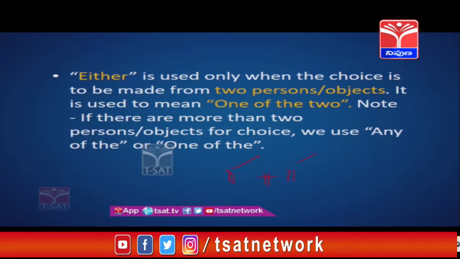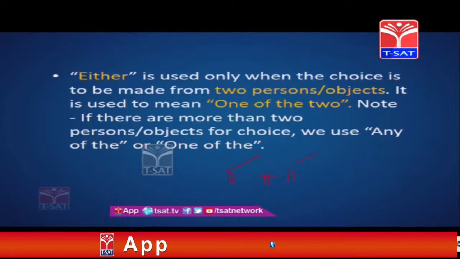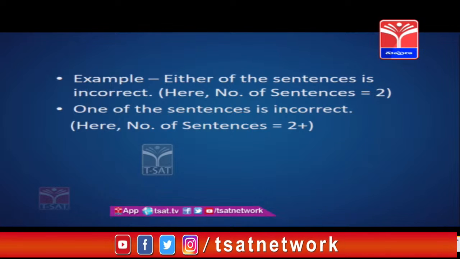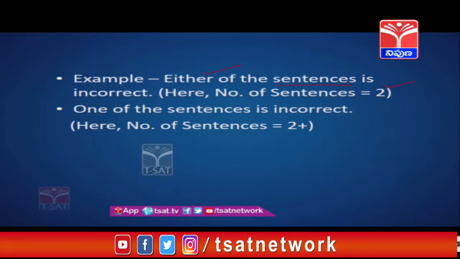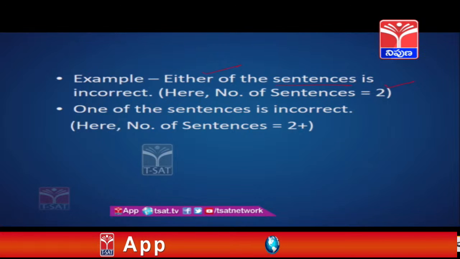Okay. Now next one: when the sentence starts with any, always any is followed by one of the, any one of the. For example, either of the sentences is incorrect. Here the sentences, that means there are how many sentences? Two sentences are there. Out of two sentences, either, that means one of the sentences, is incorrect. Either of the sentences is incorrect.